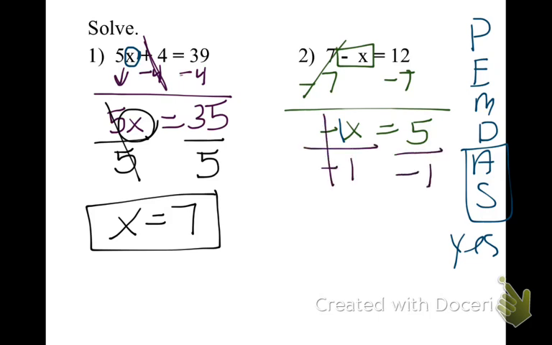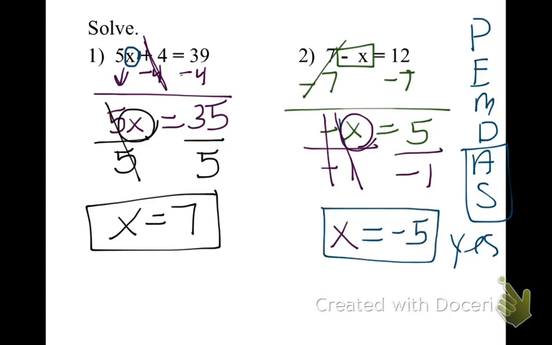So my negatives cancel out, my 1's cancel out. X is all that's left over, which was my goal. Let's bring down my x. Now, can I simplify this fraction? Yes, I can. What's negative 1 divided into 5? It becomes negative 5, and negative 5 will be my answer.